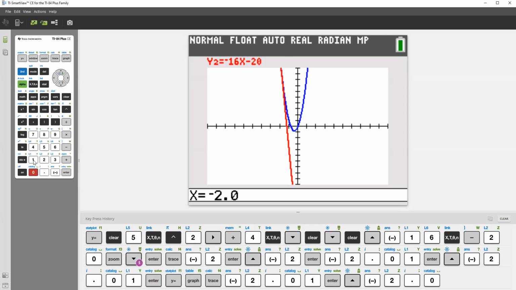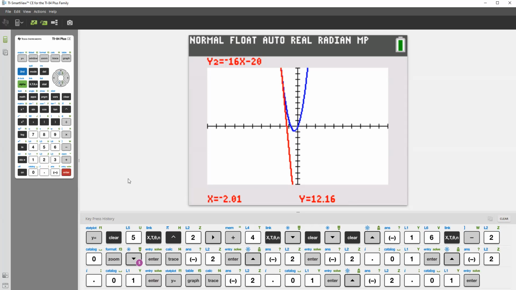And I do trace -2.01. What does the approximation give me? 12.16. So I'm in the ballpark, right? This was the exact, and the red line gave me 12.17. Do we see how they're so close? This is a great picture, right? I mean, we could look for a while. It looks like the red and the blue are actually pretty close together.